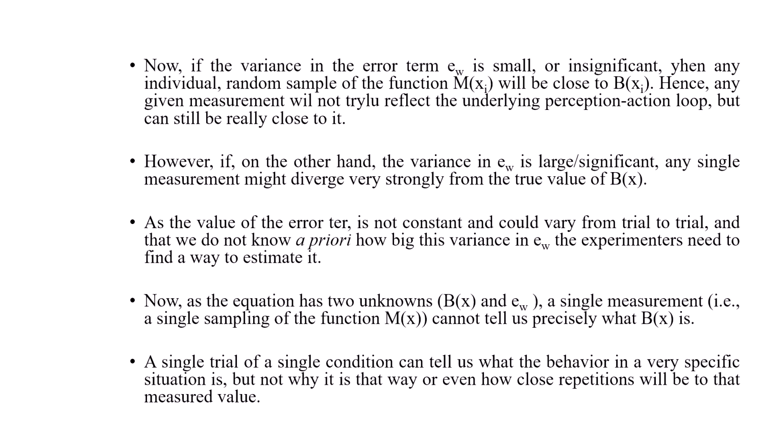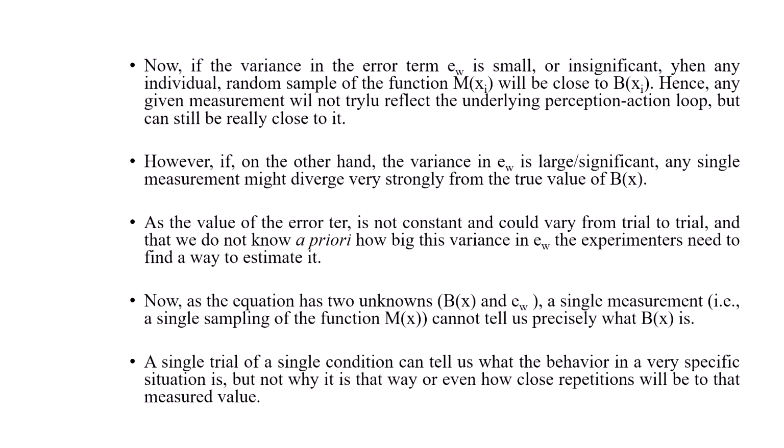then any single measurement will diverge very strongly from the actual value of b of x, basically whatever internal processes are going on. As the value of the error term is not constant and will vary from trial to trial, which is what we know about human behavior, and we never know a priori what amount of error there will be, we have to find a way to estimate it. What are we doing experiments for? We are doing experiments to measure specific behavior, and if there is this error term in that behavior, we have to find a way to estimate it so that we can factor it into our calculations.